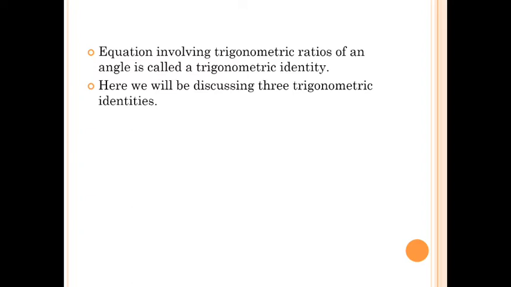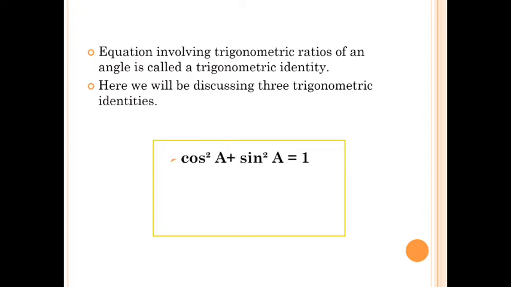First we will be discussing the basic three trigonometric identities. First one is cos square A plus sine square A equal to 1. Next one is 1 plus tan square A is equal to sec square A. And the third one is cot square A plus 1 is equal to cosec square A. So we will be seeing its proof. So the first one, cos square A plus sine square A is equal to 1.